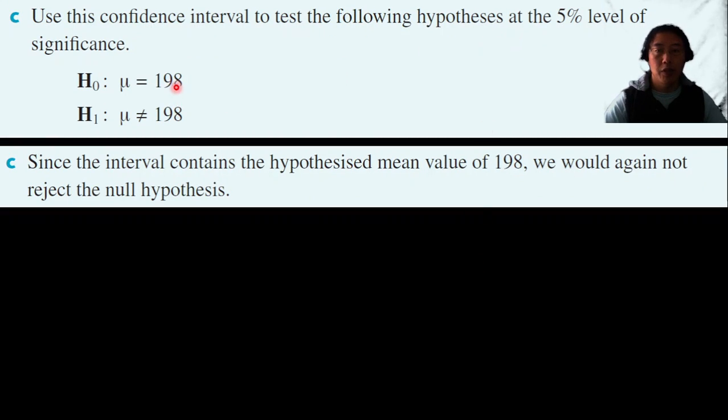Now we use a different mu, 198. Since the interval contains the hypothesized mean value of 198, again we're going to go with the same conclusion. We again can't reject the null hypothesis. And that's it for 16b, and I'll see you in the next video.